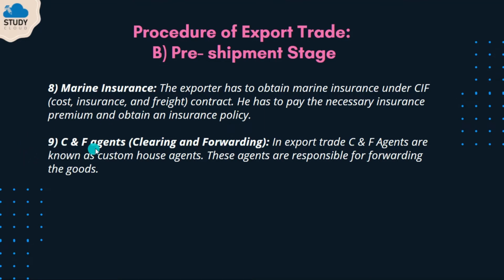Ninth is CNF agent, that is clearing and forwarding. In export trade, CNF agents are known as custom house agents. These agents are responsible for forwarding the goods. So clearing and forwarding agents are those experts who clear the goods through custom formalities with proper coordination with the carrier and take care of all shipping and delivery related activities.